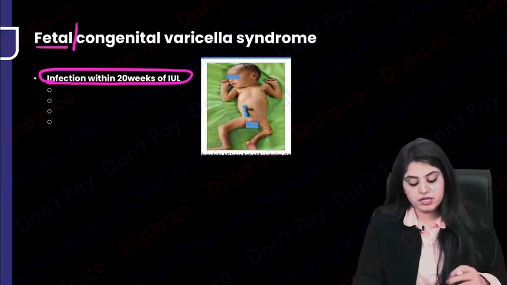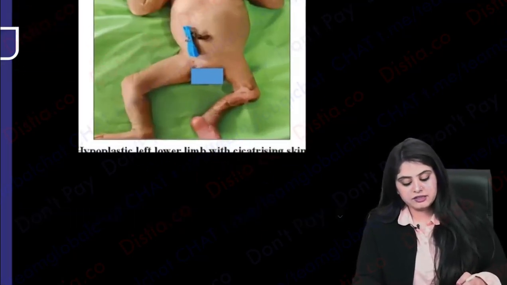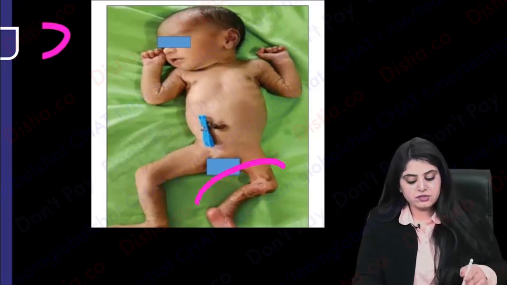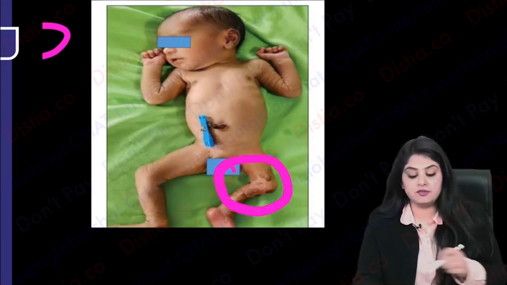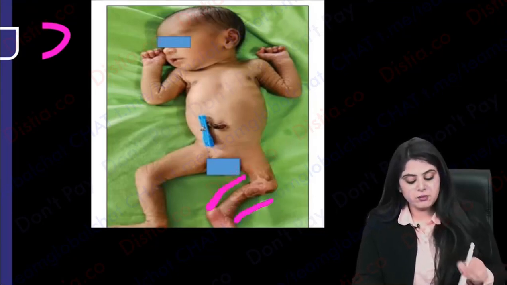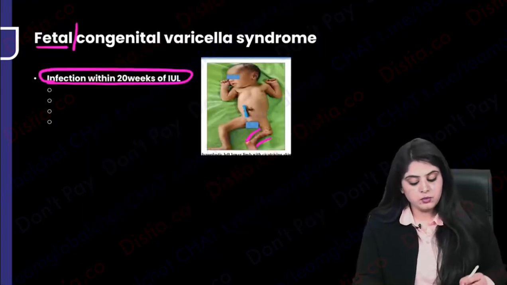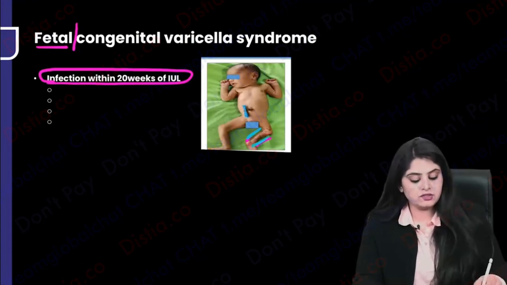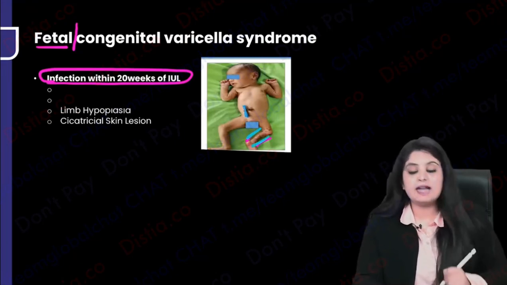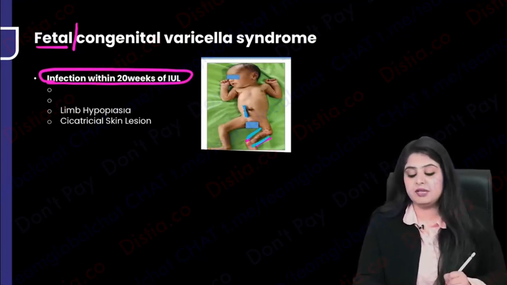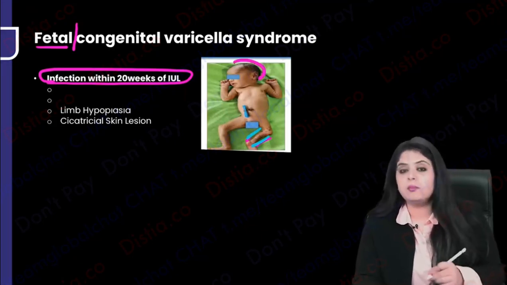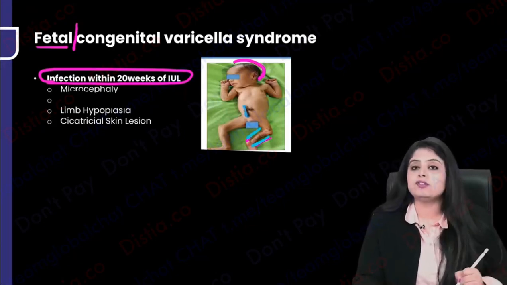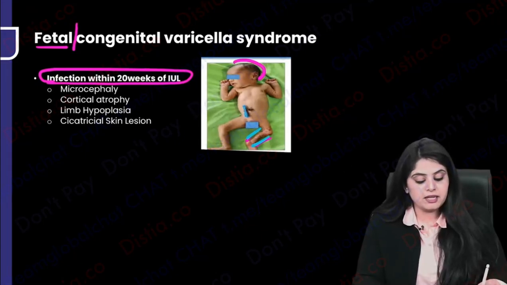Now, if the kid is born, you can see 2 things. Very, very classically, if you zoom in over here, you will appreciate that there are some scars. Can you see these whitish cicatricial lesions? And can you see this limb is looking hypoplastic? So these 2 are the most famous things. Everyone get in touch with this. You see some scarring kind of lesions called cicatricial skin lesions, and the limb is not developed. That is limb hypoplasia. Apart from that, there is also a problem in the skull development and the brain also. So remember, microcephaly is there, and there is a brain problem like cortical atrophy.